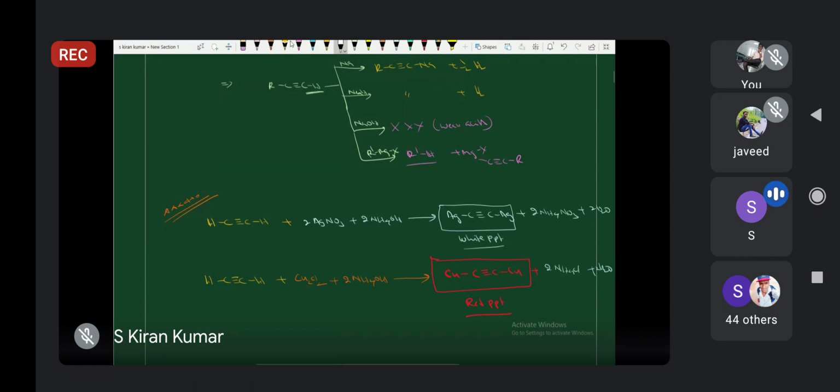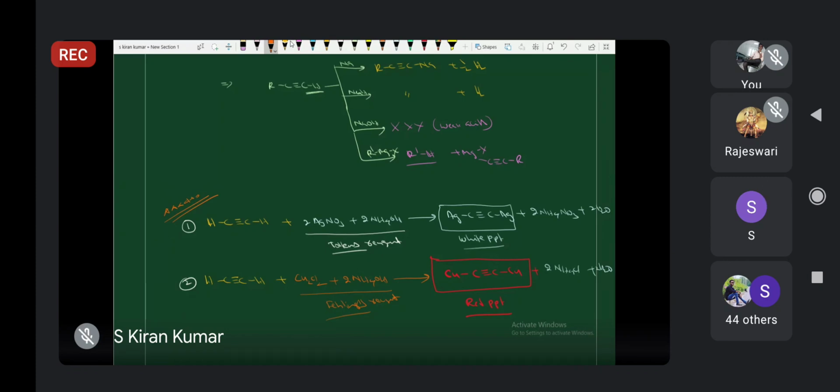Sir, in the first reaction, what is the reagent we are using? Anyone of you? Silver nitrate with ammonia. It is called Tollens reagent. Next, ammoniacal cuprous chloride is called Fehling's reagent. The first one is Tollens reagent, the second one is Fehling's reagent.